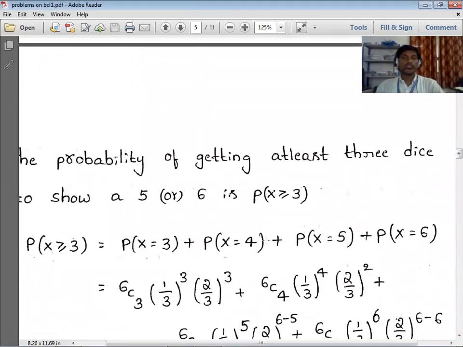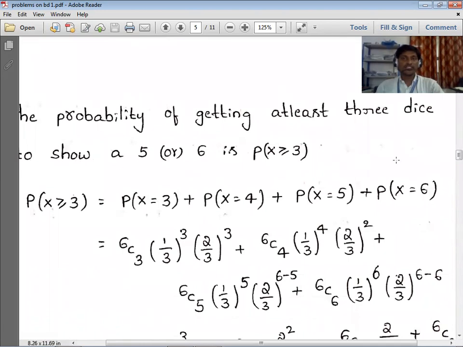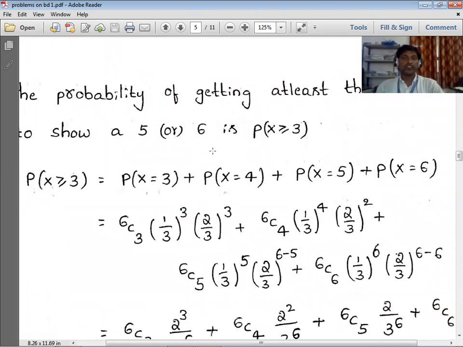So here, the probability of getting at least 3 dice to show a 5 or 6 is P of x greater than or equal to 3. At least means greater than or equal to, and 3 as it is. Here we already know that n is equal to 6. So greater than or equal to 3 means 3 onwards up to 6. So for that, P of x is equal to 3 plus P of x is equal to 4 plus P of x is equal to 5 plus P of x is equal to 6.